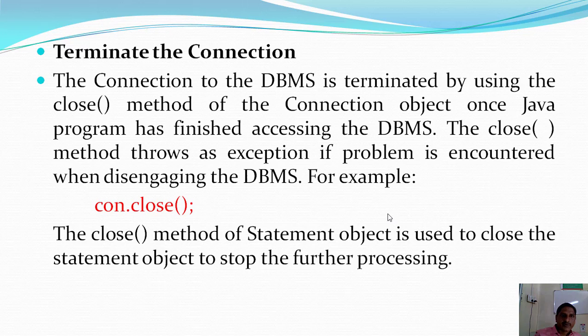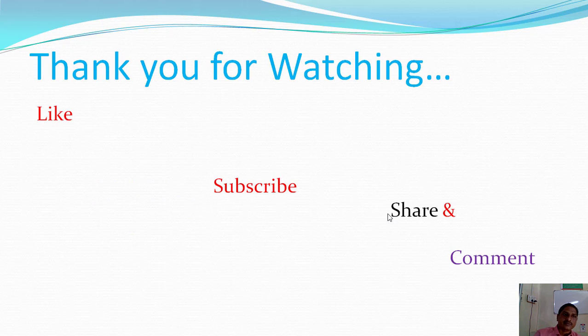These are the steps. Lastly, terminate the connection. The connection to the DBMS is terminated by using the close method of the Connection object once the Java program has finished accessing the DBMS. The close method throws an exception if a problem is encountered when disengaging the DBMS. For example, con.close(); The close method of the Statement object is used to close the Statement object to stop further processing.